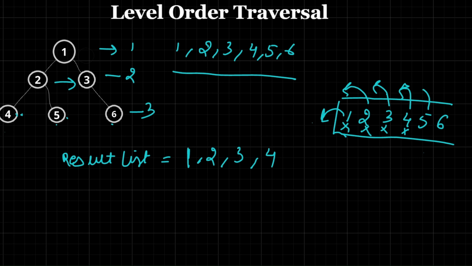After that we'll move forward to 5. Same thing, we have removed 5. Same thing with 6 as well. Now at this point you can see the queue is empty, and this is the time where our loop will stop, and we get the result list.